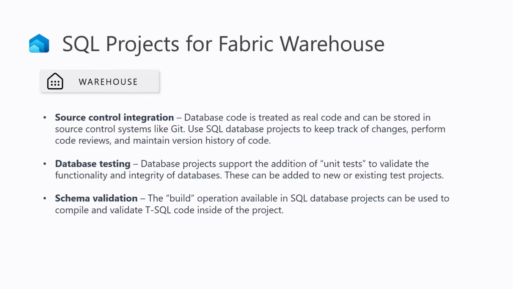Let's start with SQL projects for the Fabric Warehouse. With the SQL projects, you'll be able to do more source control integration. So you can treat your database code as real code that can be stored in versioning control, for example, like Git. You can use the SQL database projects to keep track of changes, make code reviews, and maintain a version history of that code.